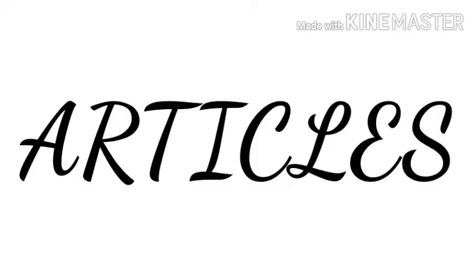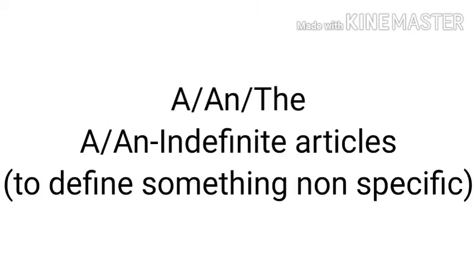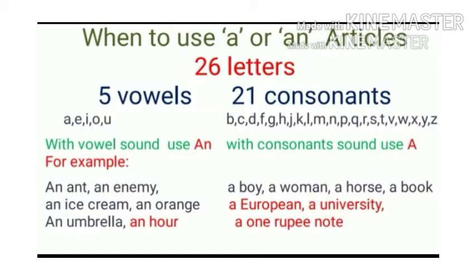So first of all, the one that I named was articles. You've done your articles in previous grades also. So we have a, an, and the. Now students, it's very important to know that a and an are indefinite articles. They perform the function of determining the singular countable common noun. They determine a noun which is singular and can be countable.